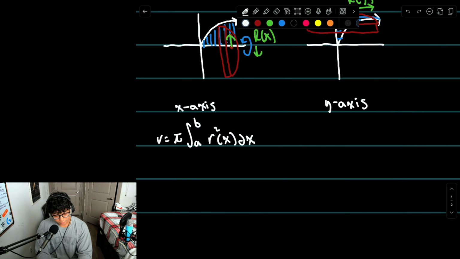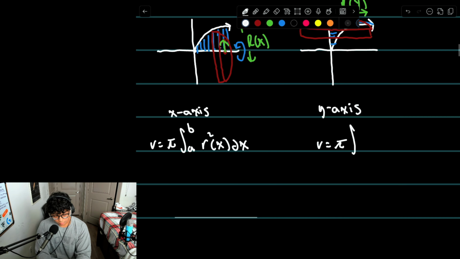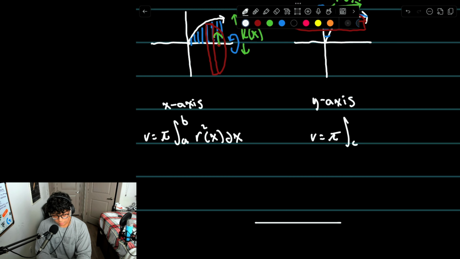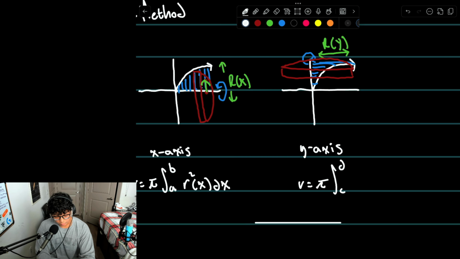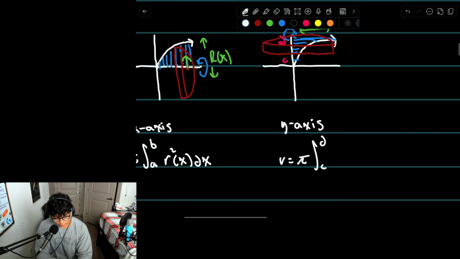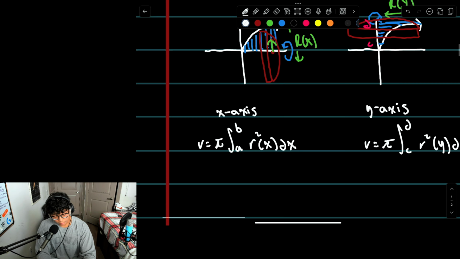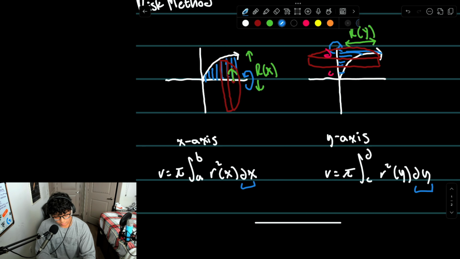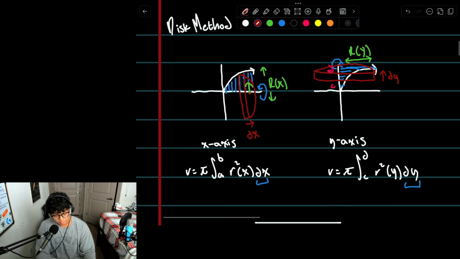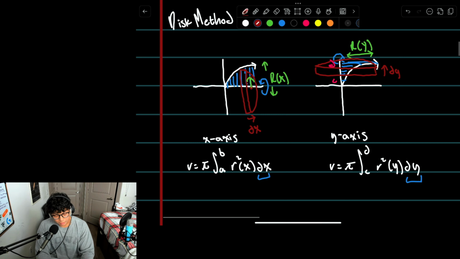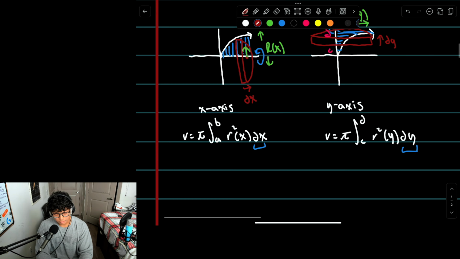So now our formula will be V equals pi times the integral from c to d, and I'll highlight it in pink, r squared, so r of y squared dy. And to exemplify the dx and dy, this is the height of our little cylinder. So that is our dy and that is our dx. So that is why we use these formulas, V equals pi, integration from a to b, r of x squared dx, and then the other one for y.